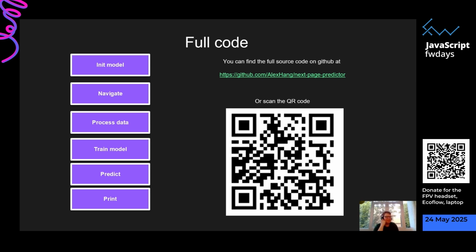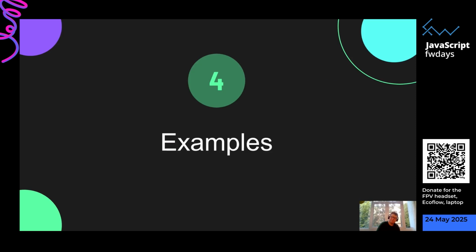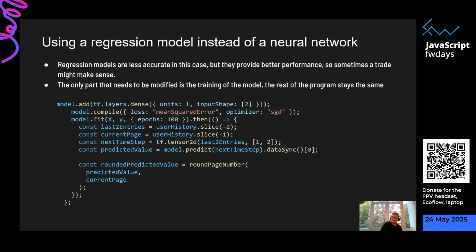So just to give you some time to scan the QR code, we initiated a model, we navigate somewhere, we process the data, we train the model, we use it for prediction, and we print the results. That's what we do. But I told you something else. I can also use a regression here, which is a simpler model. So instead of training the data with all those layers and other things, I can do something else here. I can use a regression model, which is way less accurate in our case, but it's faster. So is it worth the trade to give up some accuracy for performance? I don't know. You should tell me, depending on what you want to use it for.